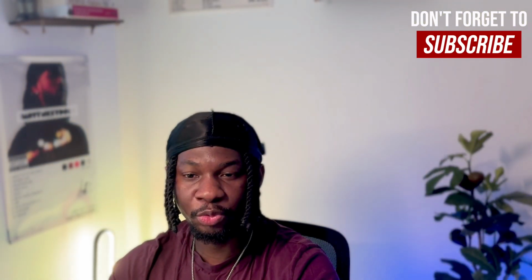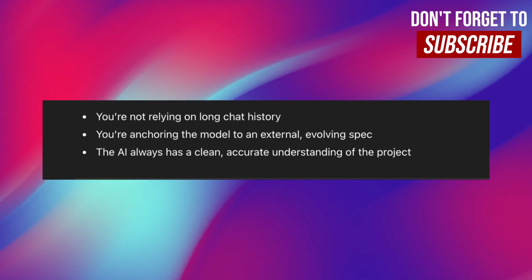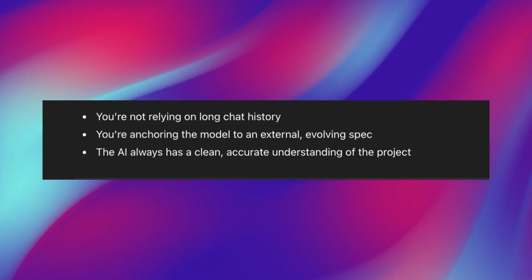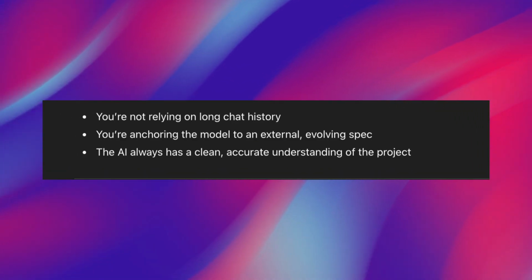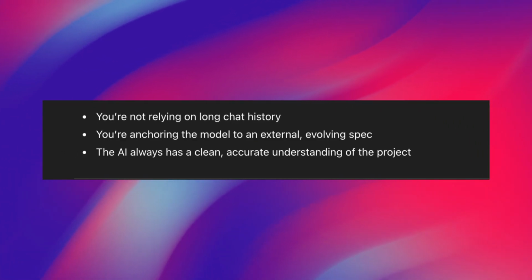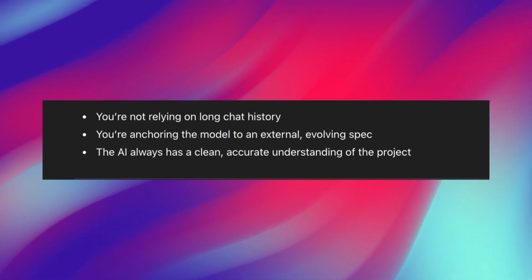This massively reduces context rot because you are not relying on long chat history. You are anchoring the model to an external evolving spec. The AI always has a clean, accurate understanding of the project. Although this bloats up the memory when you start a new session, this is a good trade-off because you would rather have an AI with full context of what you're doing than one that barely understands what you're doing and is just guessing around. If you want to go even further, you can use multiple AI models on the same project.